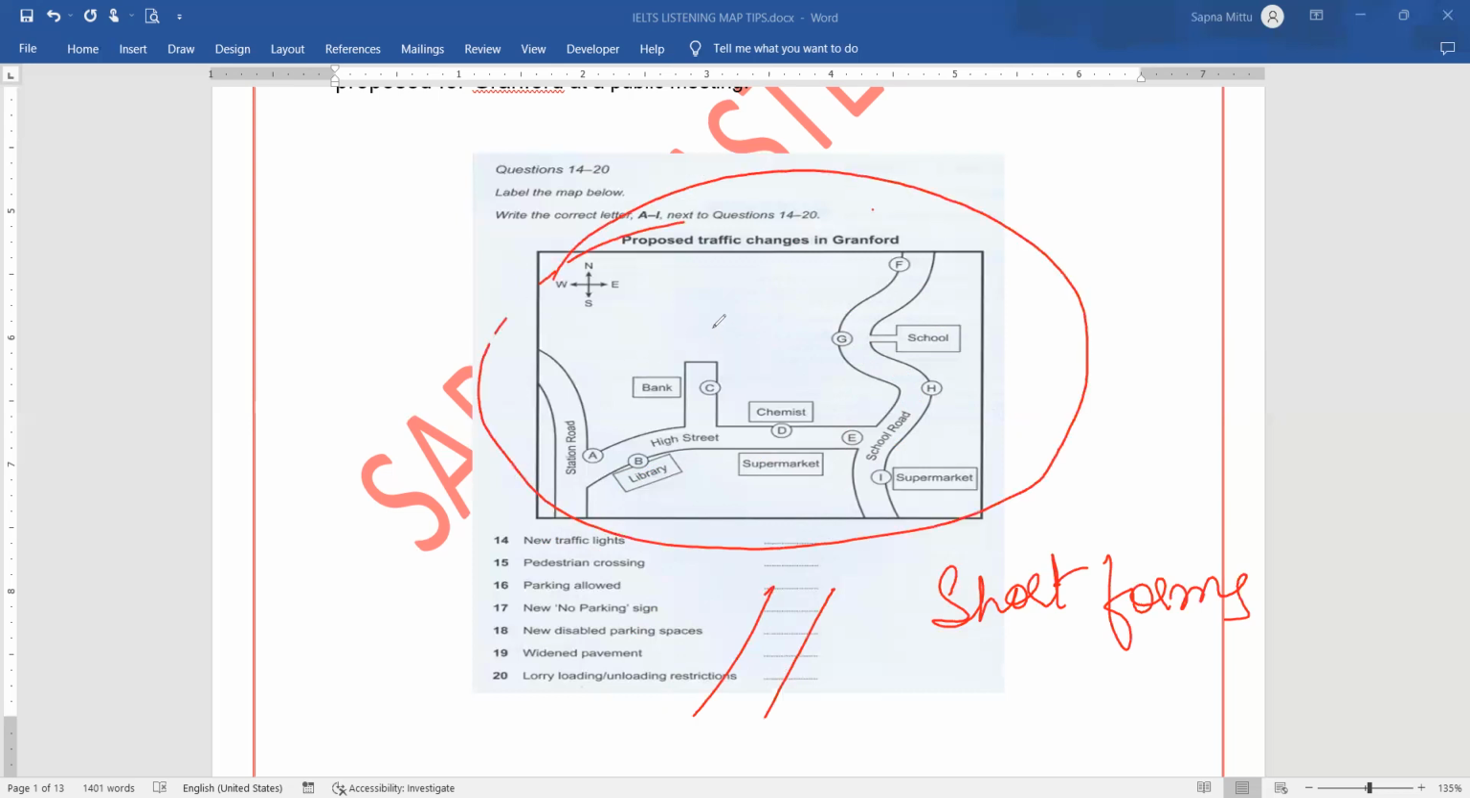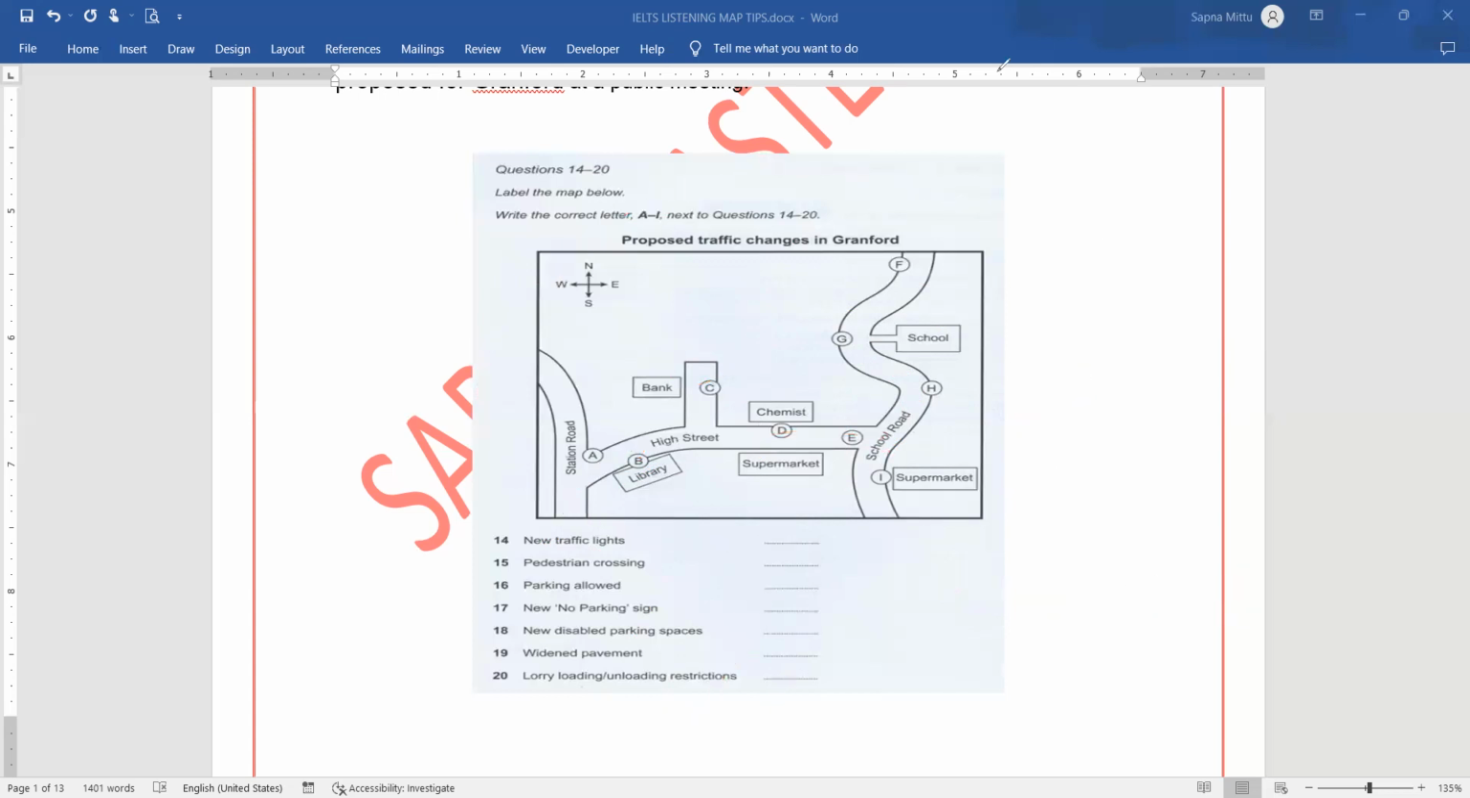You need to know the vocabulary for maps also. Only then, as I said, this is dead end, this is this road, or this is moving towards, or this is a junction, this is a crossroad. Must know these words also. We'll tell you about all these things in my next video as well.